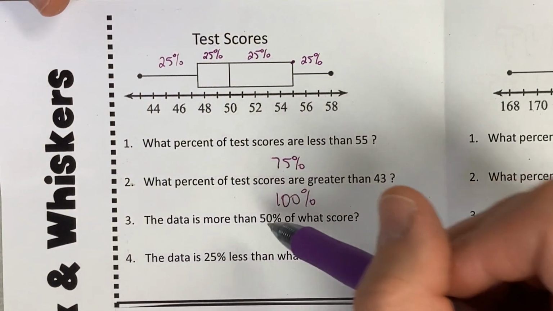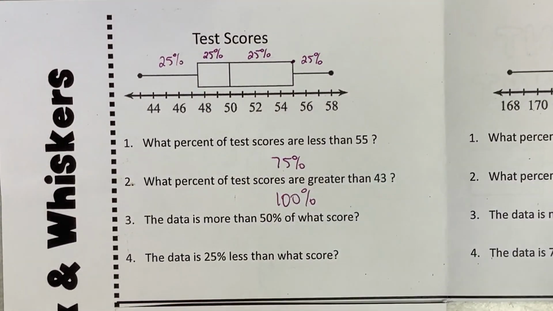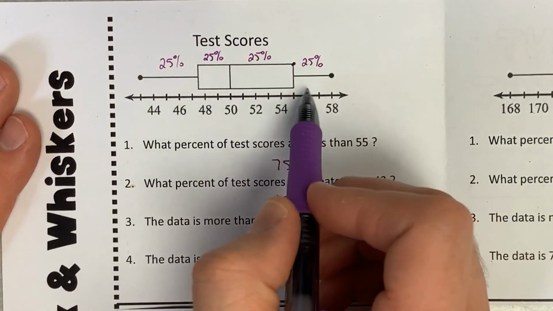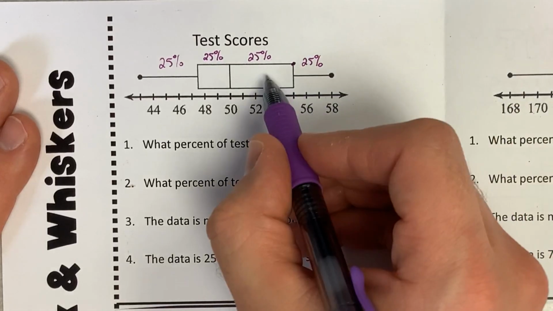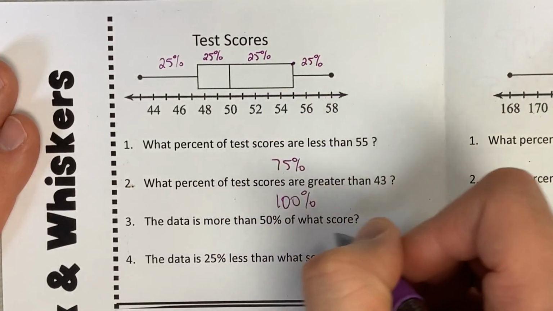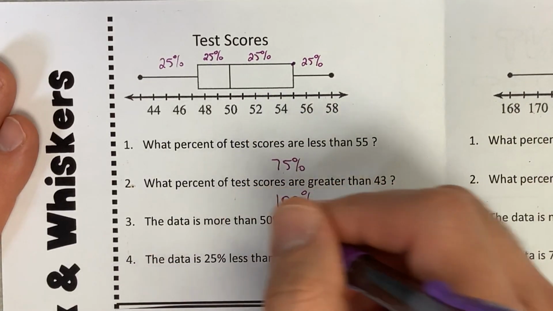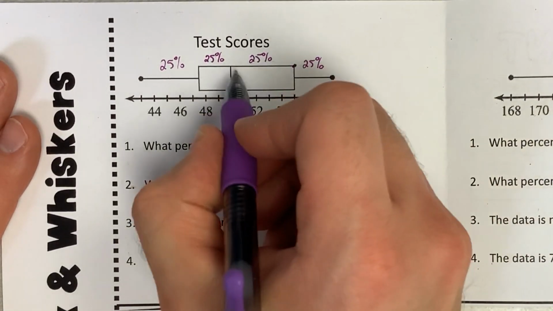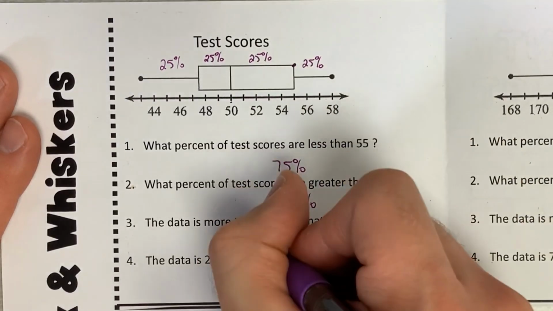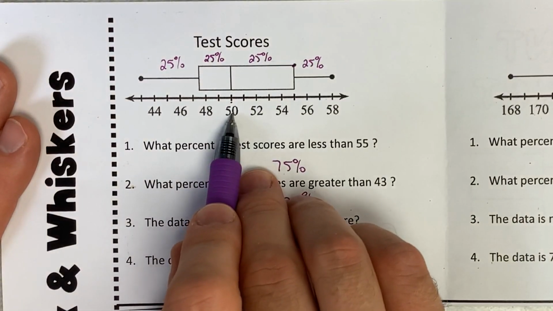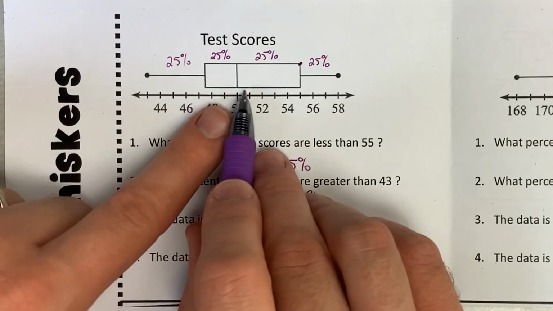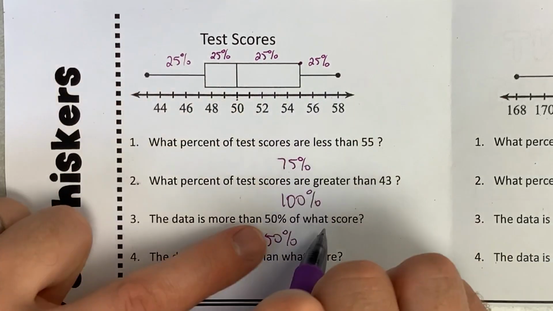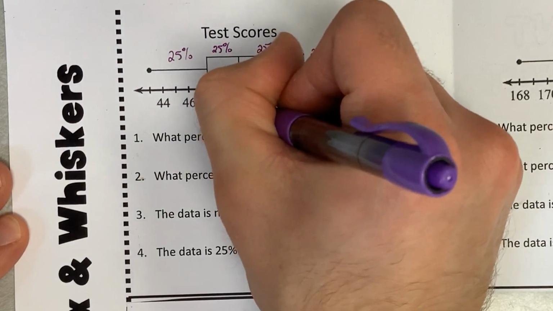The data is more than 50% of what score? Well, more than is right side. So let's take the right 2. So 50% is 1, 2 sections. So 50% of my data is more than a 50. So this right here, it's gonna be this number because to the right of it is gonna be 50% of your scores. 1, 2 sections, and it's gonna be that 50 right there.